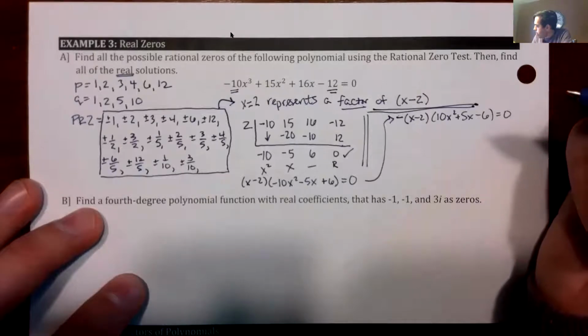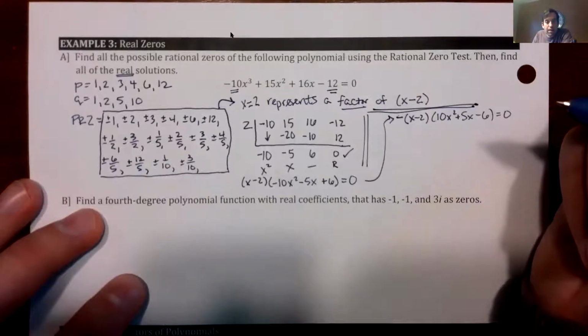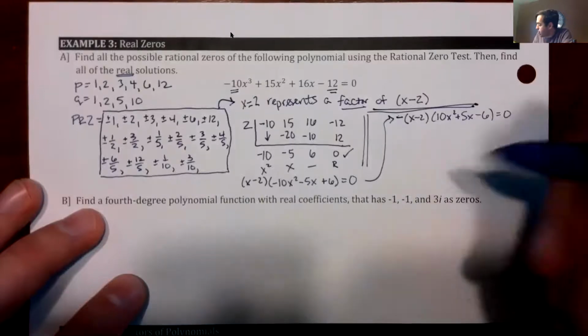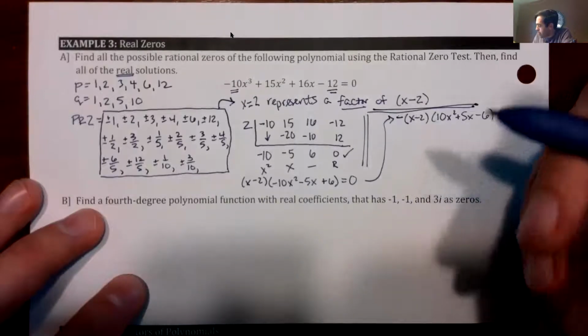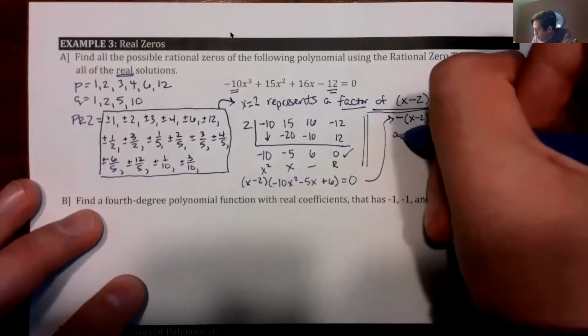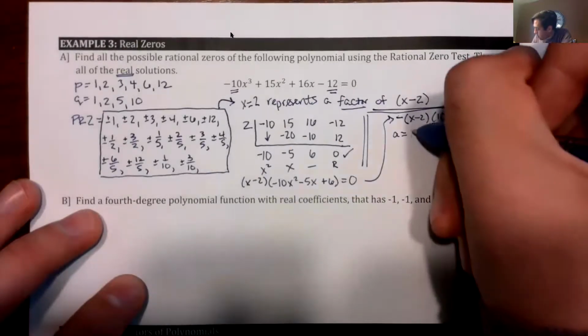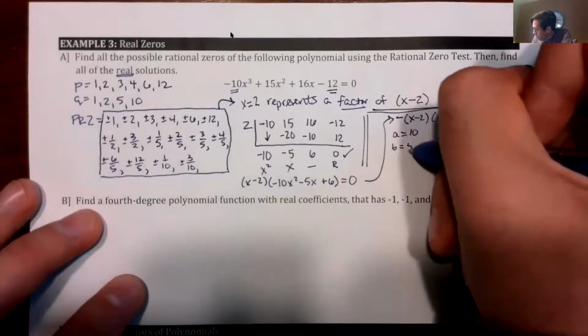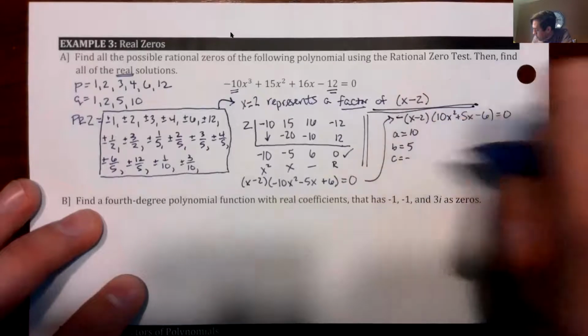And you can try that as hard as you want, but it's not going to work. It doesn't factor. So when we are forced to find the zeros and we have a quadratic that doesn't factor, our next best option is the quadratic formula. So that's where we're going to go. We got everything in one question here. So we have a is 10, b is 5, and c is negative 6.